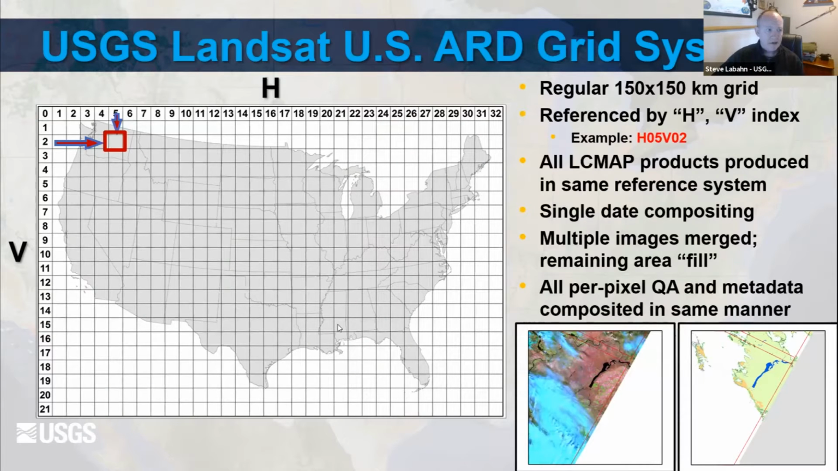Here's the grid. We've got both a horizontal and vertical indexing system. The output products that Jess described are also provided in the same reference system. There is some overlap in the scene data, so we do a compositing to pick out the right pixels. Multiple images do get merged and we fill the remaining area. The per pixel quality assurance bands, as well as the metadata, are also composited in the same manner.